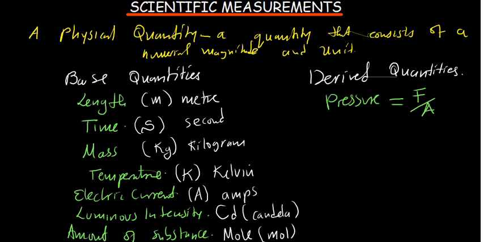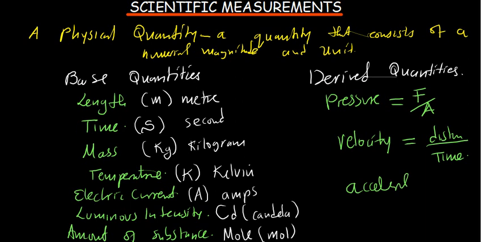You can talk also of velocity. Velocity is also a derived quantity. Why is it a derived quantity? It is given by distance over time. There are a lot of things. Acceleration is also a derived quantity. Force is also a derived quantity. So there are many quantities.